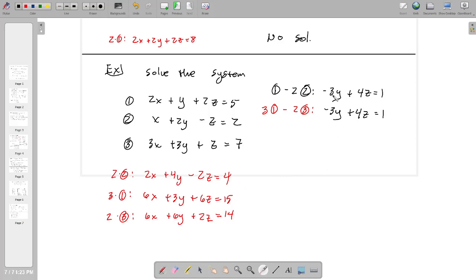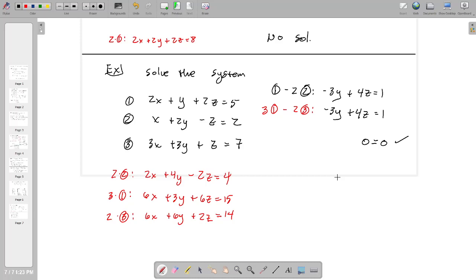So notice that we have identical equations here. Identical. So if we try to eliminate another variable, we would end up subtracting and we would get 0 is equal to 0. An always true equation. No matter what x, y, and z are, this equation is true. This means that we have infinitely many solutions.